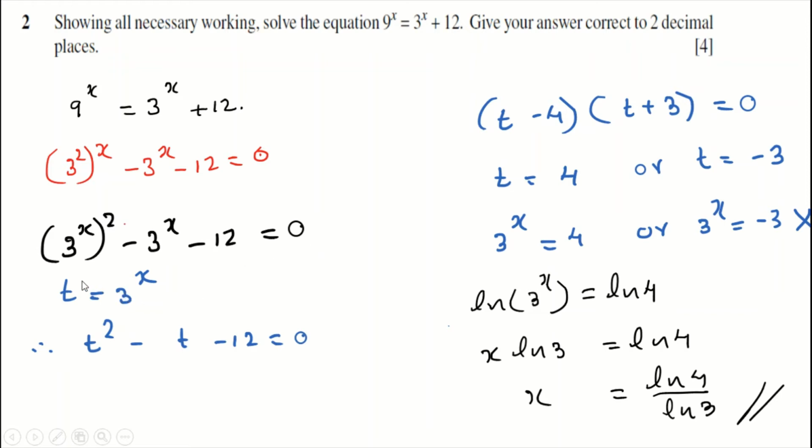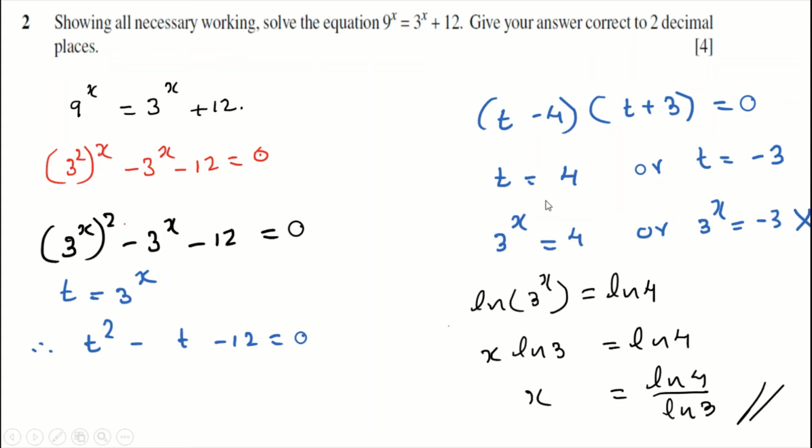Now we will take t is equal to 3 to the power x in order to boil it down to a simple quadratic equation type. So this will become t squared minus t minus 12 equals 0. Now this is a very simple quadratic equation. You can factorize it and solve. The factors will be t minus 4 into t plus 3 equals 0. This will give you t equals 4 or t equals minus 3.